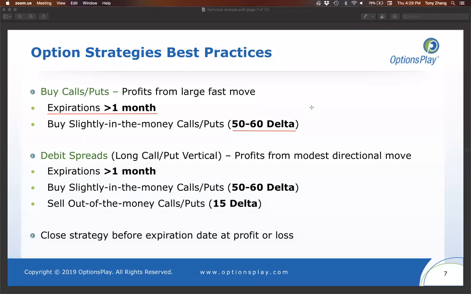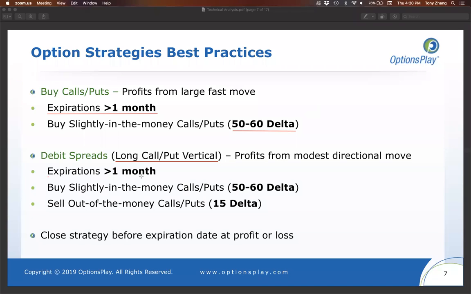Now, when you're thinking about a move in a more directional view where you have a target price, this is really where you want to consider using a debit spread. So for those of you that are unfamiliar, what that means is just simply a long call or put vertical. This will allow you to profit from more of a modest directional move where you have a clear target price.